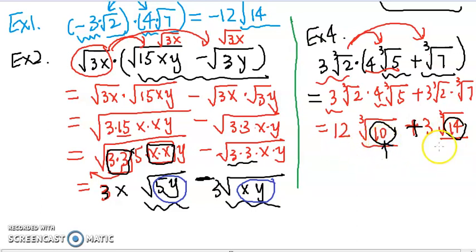And also, 10 does not contain 3 copies of anything. 14 does not contain 3 copies of anything. That's why we have to stop.